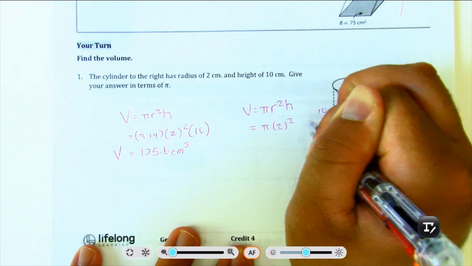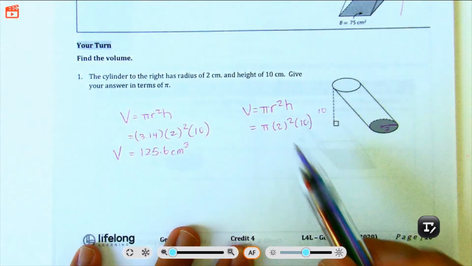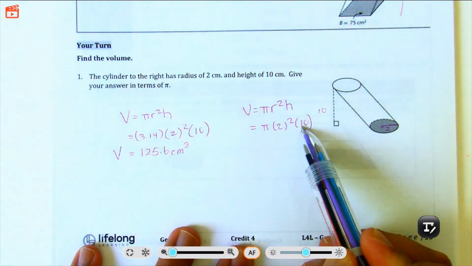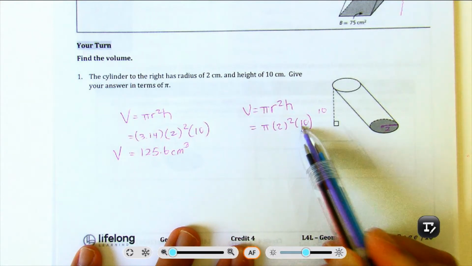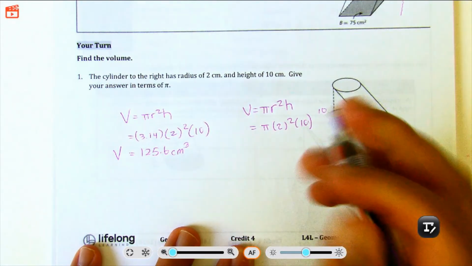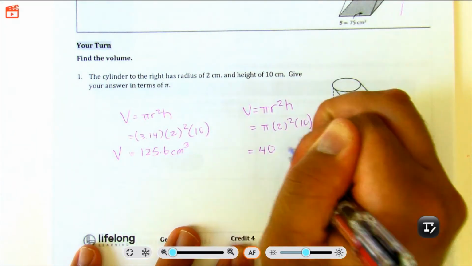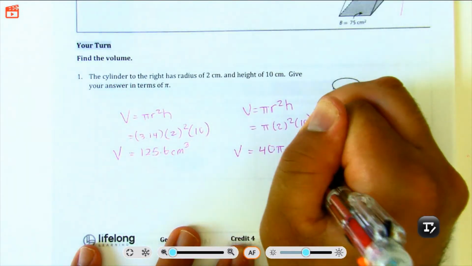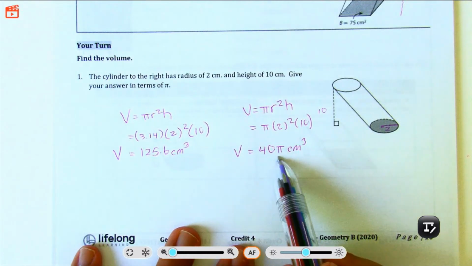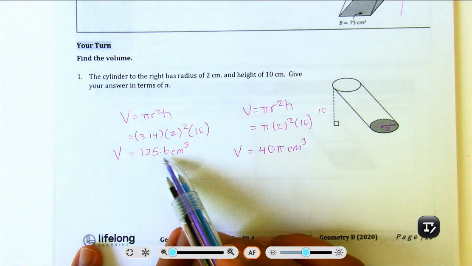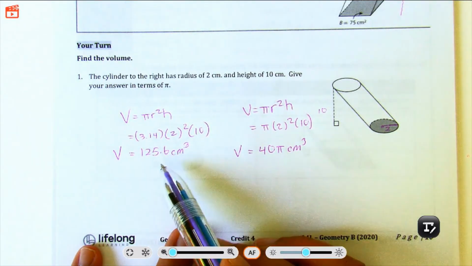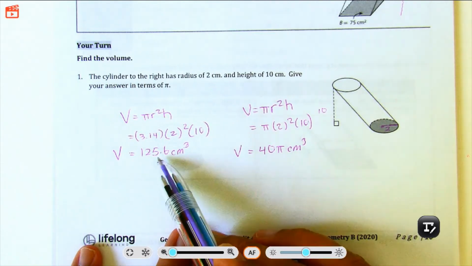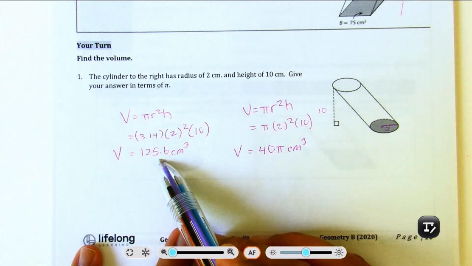So all we're doing is 2 squared times 10, which is 4 times 10, which is 40 pi. So the volume is 40 pi centimeters cubed. Now, 40 pi and 125.6 are the same. The only difference is I multiplied by 3.14 here, and on this one I left it as pi.